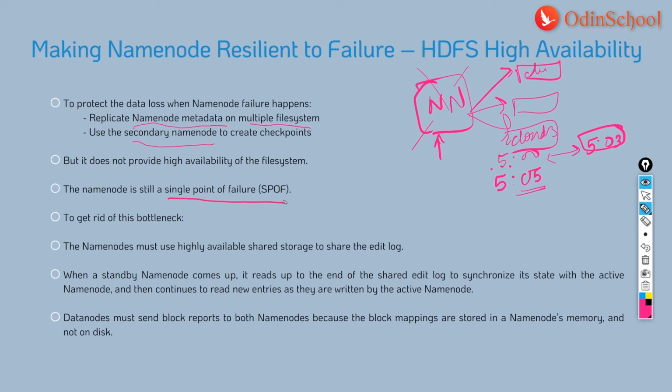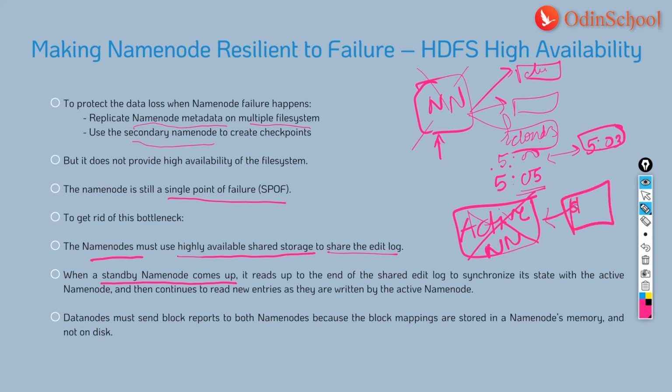To get rid of this bottleneck, what exactly did they come up with? What is the solution? The name nodes must use highly available shared storage to share the edit log. So whenever it is storing something in its edit log, that edit log would be shared across multiple nodes, by which I mean standby nodes. So whenever a standby name node comes up, let us say this is your active name node and it is down, then the standby name node would come into the picture.